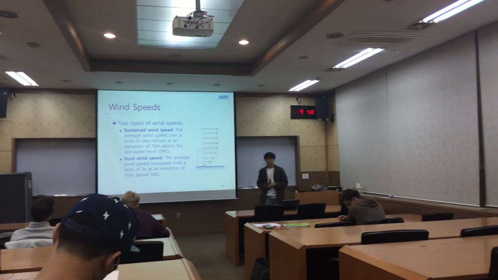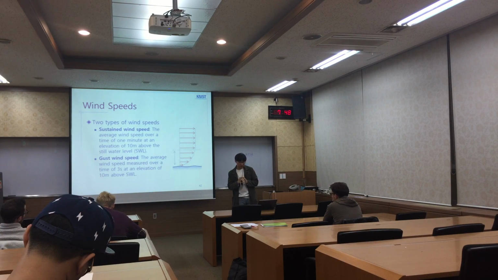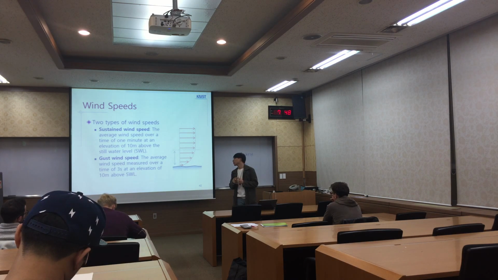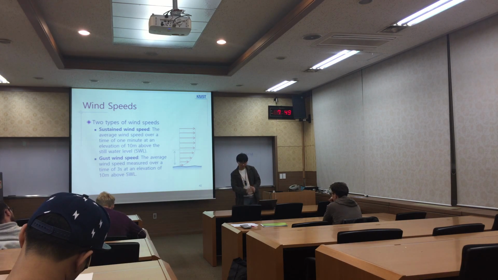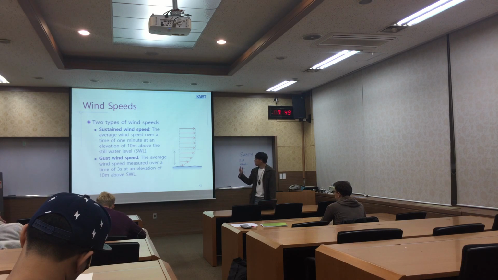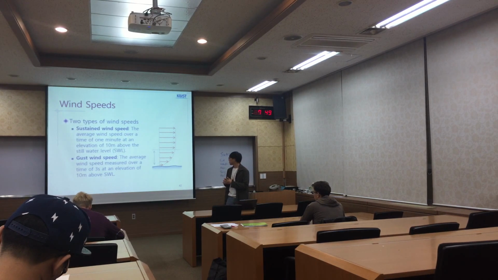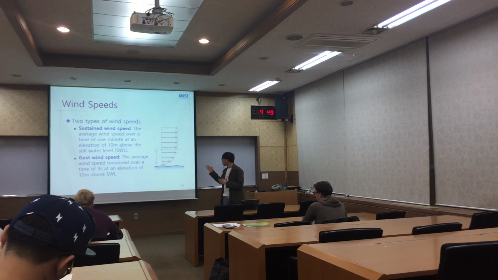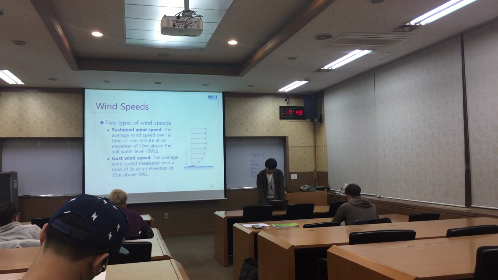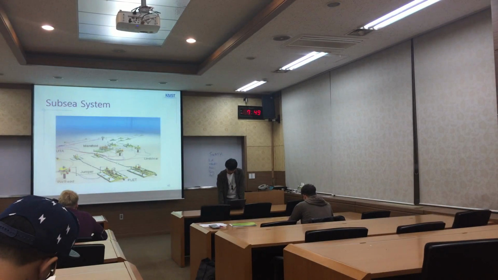And gust wind speed is instant speed, not consistent wind, so blowing at one time. So when you get the gust wind speed, it is the average wind speed measured over a time of 3 seconds, a very short duration, and at an elevation of 10 meters.